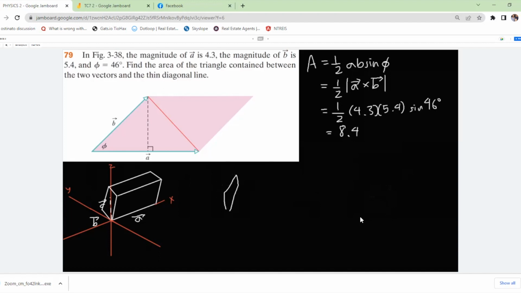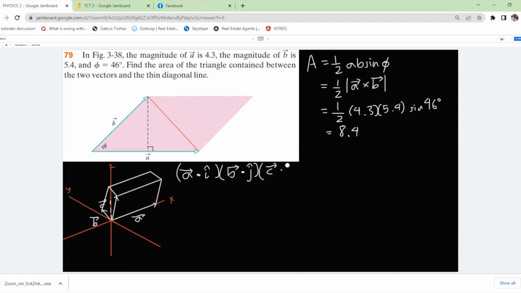Hindi C. C is a vector, di ba? So kailangan natin ay yung height ng C. So how do we get the height of C? That's actually Z dotted with C, yung component ng C along Z. So A dot I, and then times B dot J, and then times C.